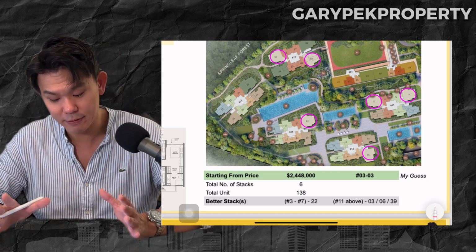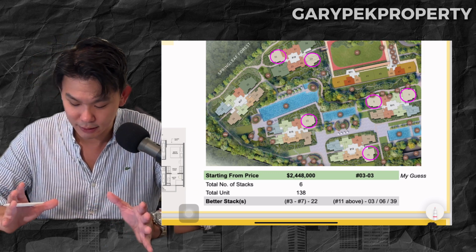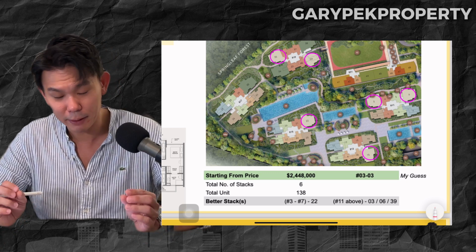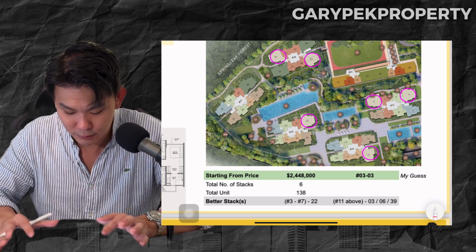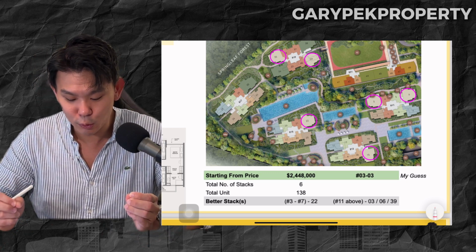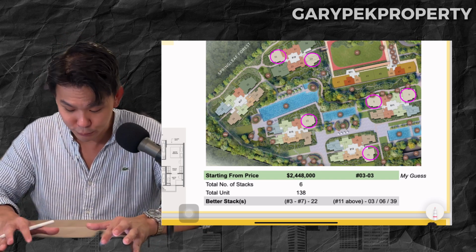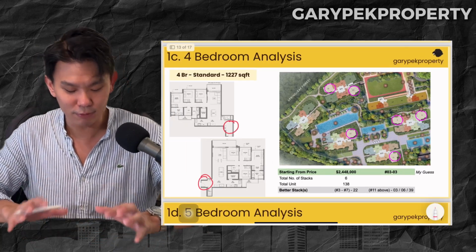Level 11 onwards, you should get an unblocked landed view. Whereas the rest of them that I didn't pick might be a bit on the costly side. Stack 35, the developer might want to load a bit on the premium, because you are facing the Springleaf Forest, which is an unblocked view. Okay, so this is my take for the 4 bedrooms.